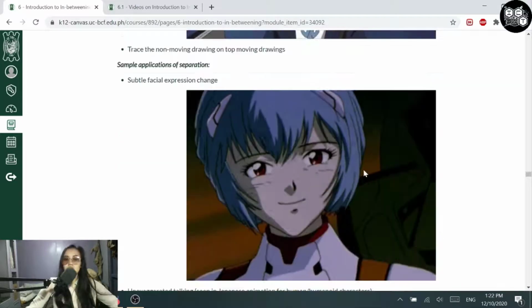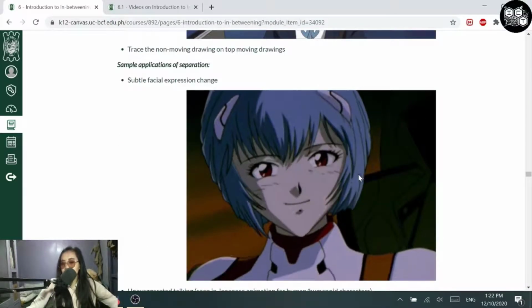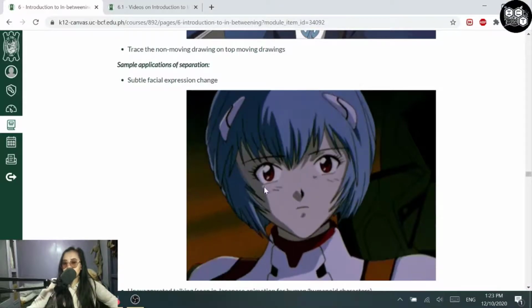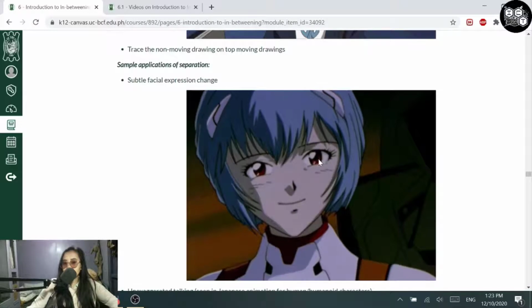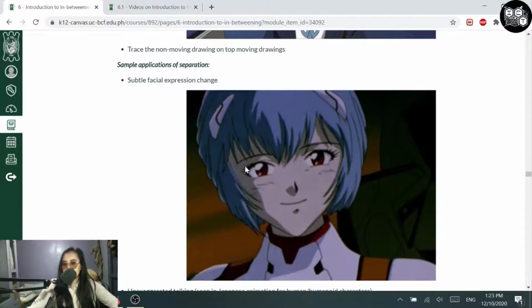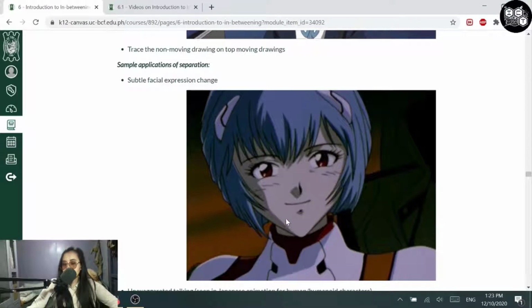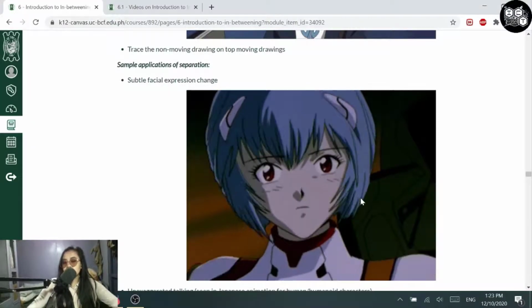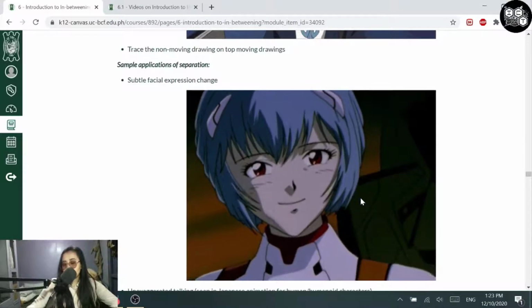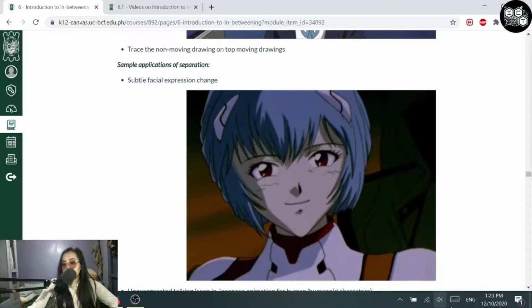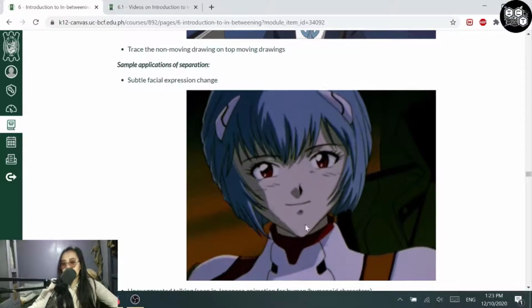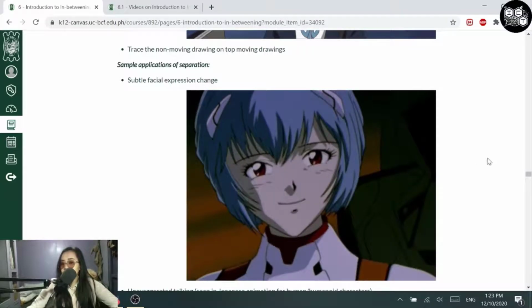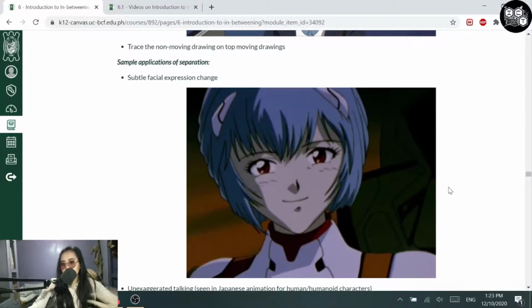So, examples of separation. This is a more complex type of separation. You can see that the character's head is tilting slightly, but the hair and everything else, except for the eyes and the mouth, is not moving. So you would tilt it towards the left side to create this idea of separation. You're still tracing the hair, the head, everything, but you're tilting it towards the side to give it more motion.